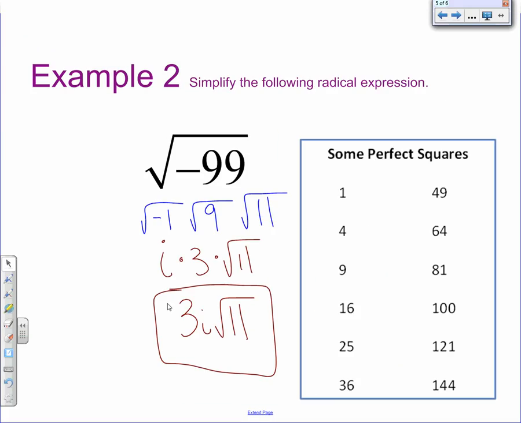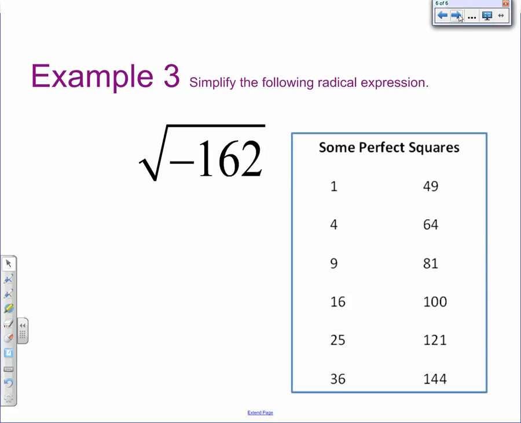Okay, guys, check it out. Are you ready for the big reveal? 3i square root 11 is the answer. We have the negative we take out. The biggest perfect square factor of 99 is 9. That leaves 11. The square root of 9 is 3. 3i square root 11. Beautiful. Let's try one more, shall we? Let's take a look at example 3.